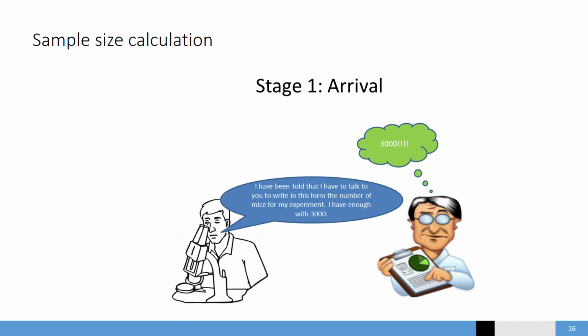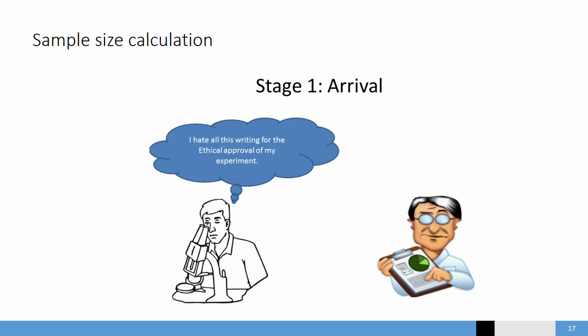I will now cartoon a typical situation when researchers have to calculate the sample size. Researchers normally prepare their application to the ethical committee, and then they don't justify the sample size, and then the application is returned with the comment that the sample size has not been properly justified. Then they go to talk to a statistician, and they come, saying, hey, I have been told that I have to talk to you to write in this form the number of mice that I need for my experiment. I have enough with 3,000. So 3,000 sounds like a lot. So there is a catch. People are not crazy. So let's see what is the justification behind this 3,000.